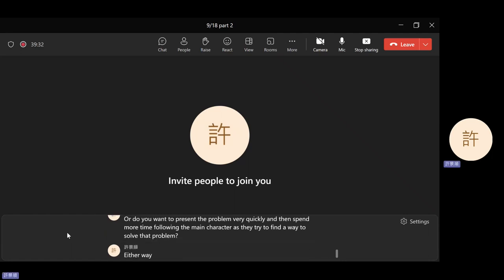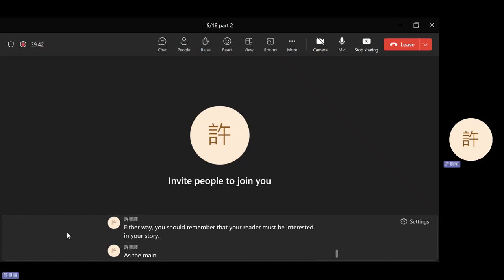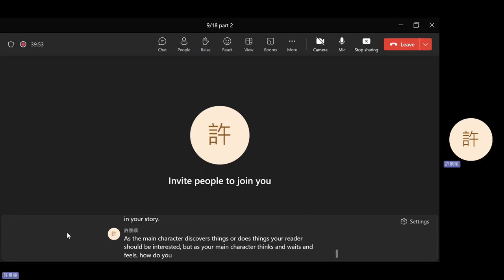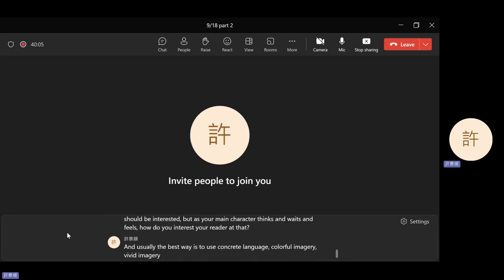Either way, you should remember that your reader must be interested in your story. As the main character discovers things or does things, your reader should be interested. But as your main character thinks and waits and feels, how do you interest your reader in that? And usually the best way is to use concrete language, colorful imagery, vivid imagery, 鲜明的意象.